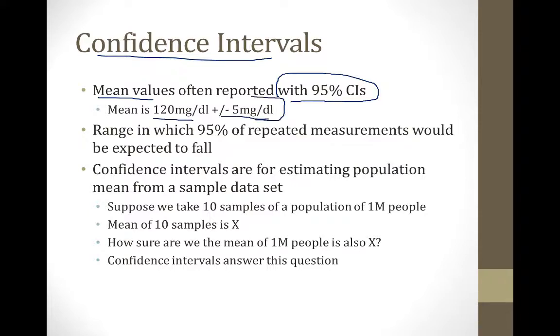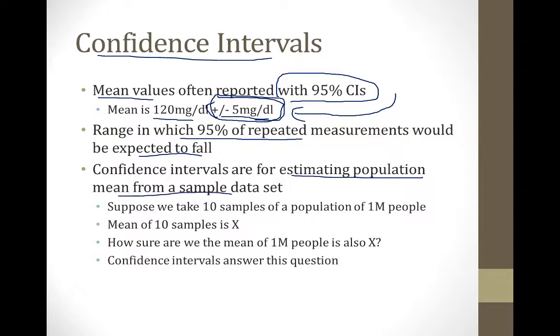That plus or minus 5 is the 95% confidence interval, and the authors are saying that this is the range in which 95% of repeated measurements would be expected to fall. The authors are saying that if you took our study of diabetic patients and repeated it, we believe that you would get a mean value of blood glucose that is similar to ours, within plus or minus 5 of the mean that we got. So these confidence intervals are really for estimating population means from a sample data set.